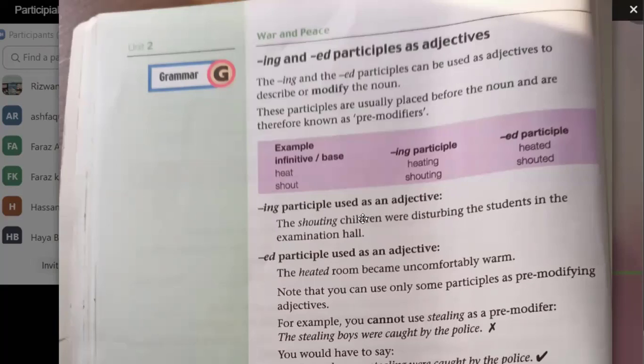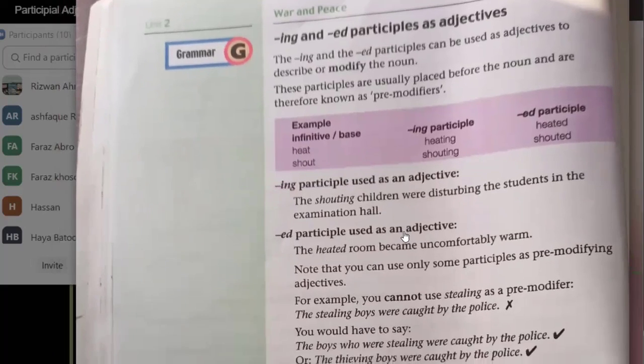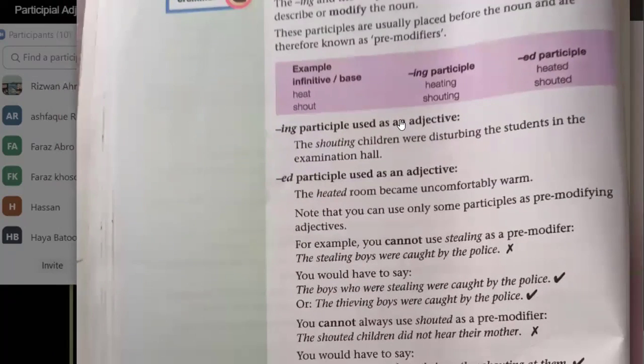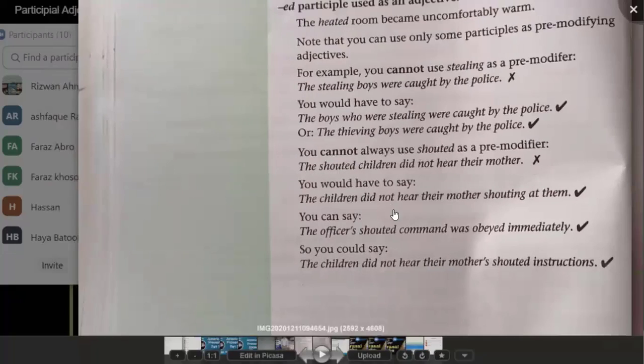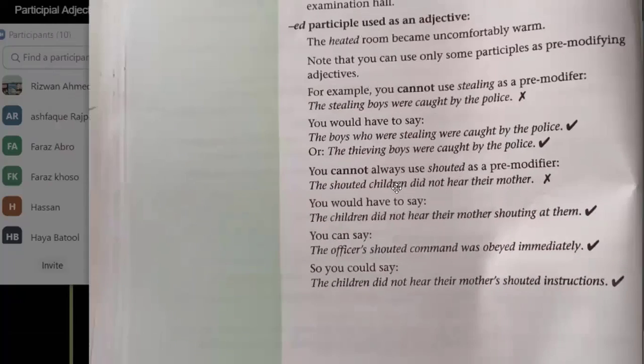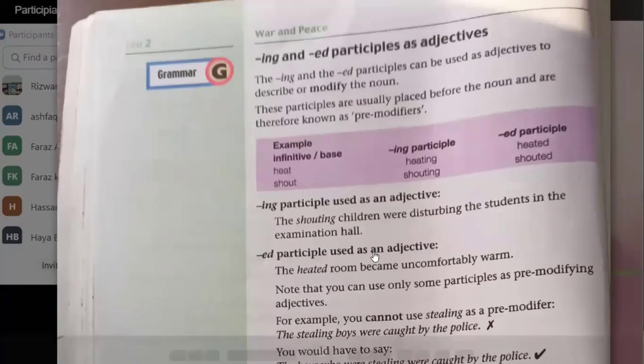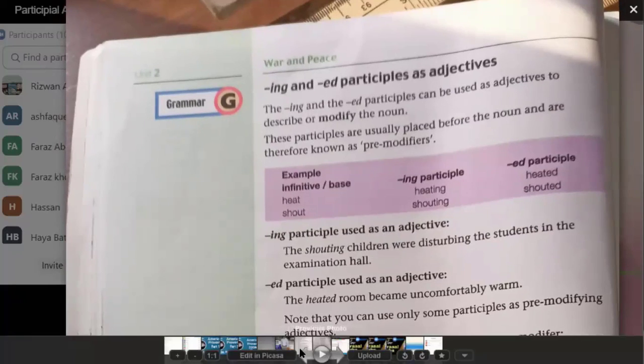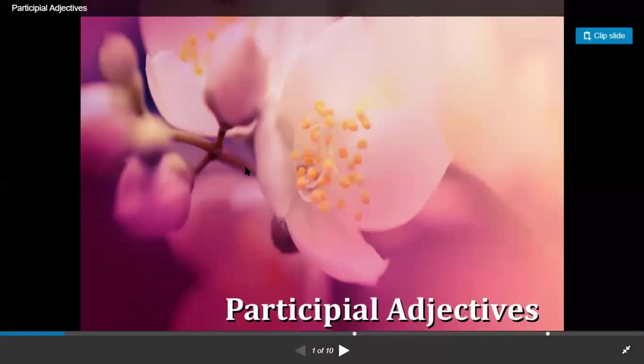Okay, today we would learn how to use these adjectives, and we would come to know what they tell us. Before reading all of these rules or examples from your textbook, I will take you to a PowerPoint presentation. From there we would understand these things, and then we would come back to this page from your textbook. So let me take you to another screen now. Okay, so these are known as participial adjectives.